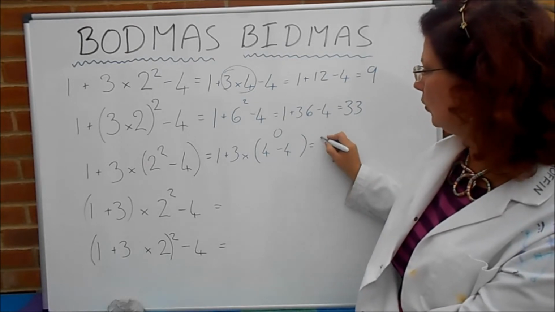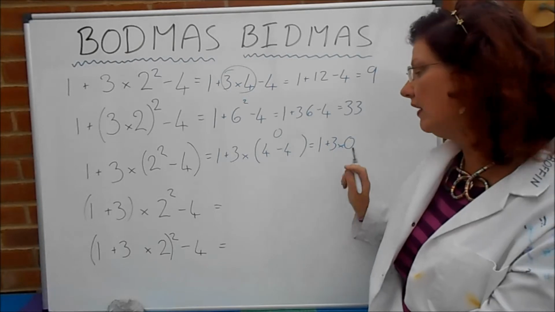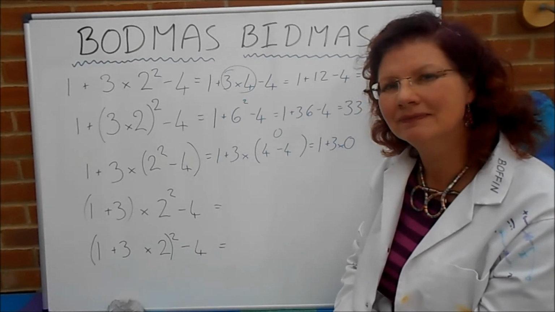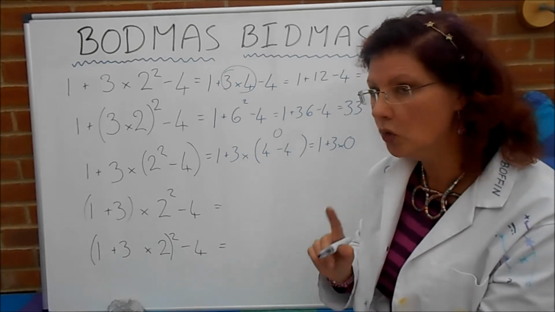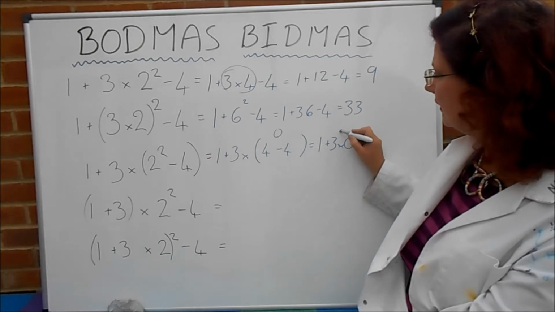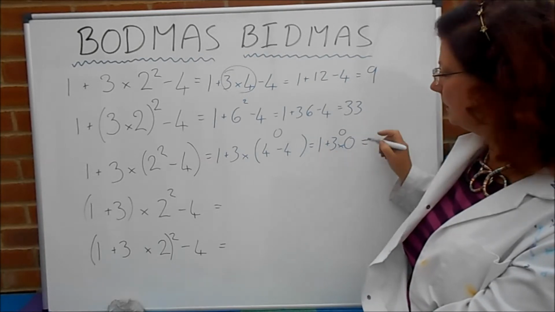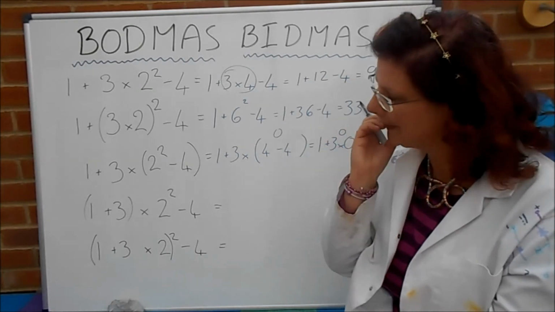So it all comes out to 1 plus 3 times 0. Well, we have to do the times next. What's 3 times 0? I hope you know it's 0, not 3 or 1. So that is just 0. So we end up with 1 plus 0. 1. That was quite a tricky one.